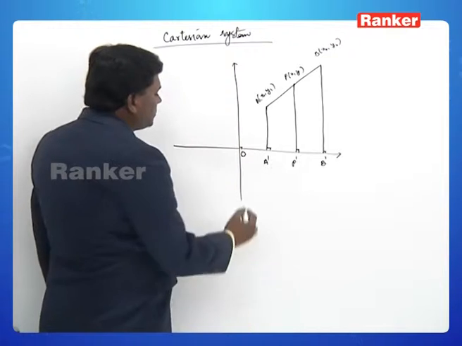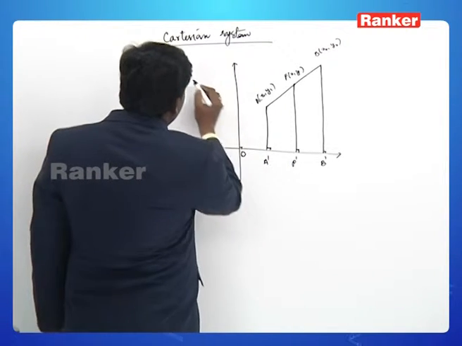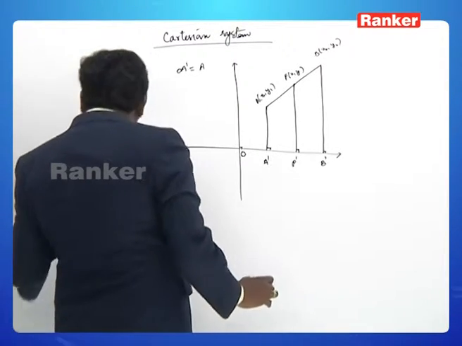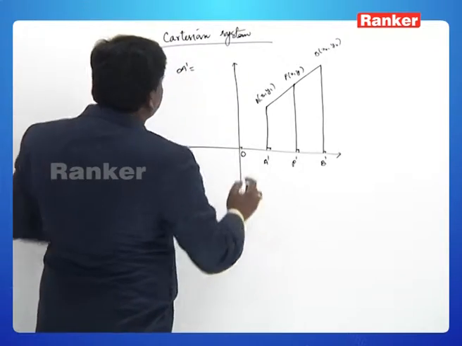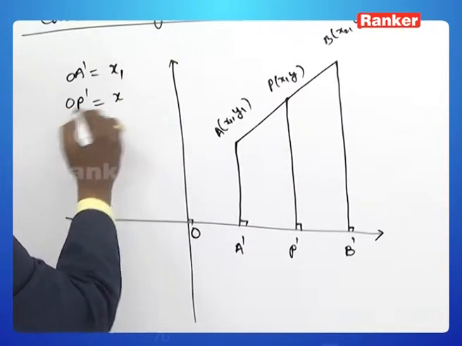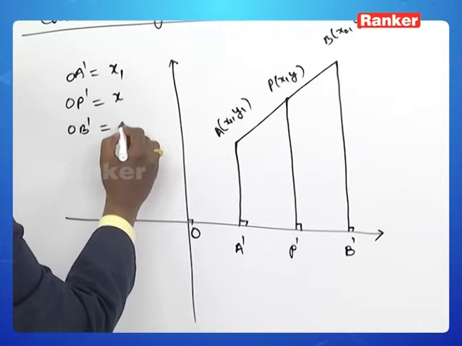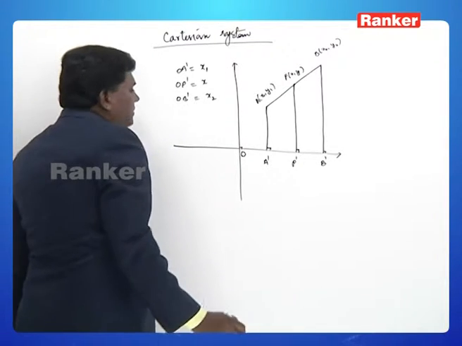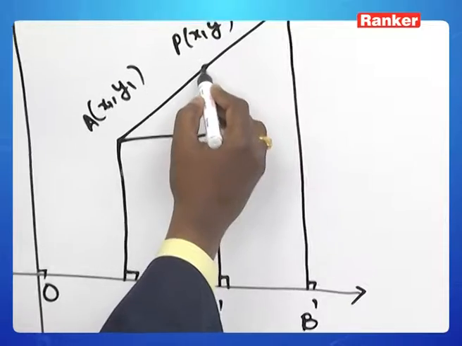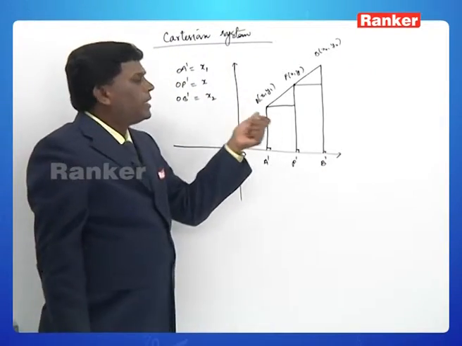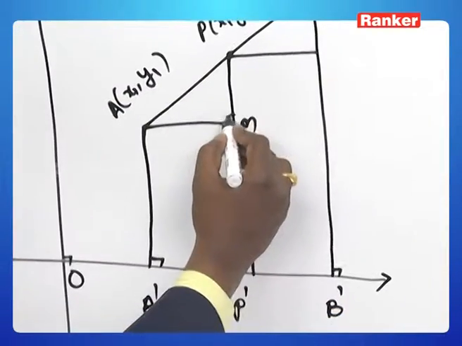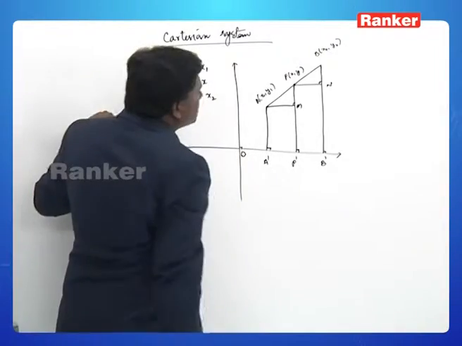Now OA dash in the diagram is nothing but the abscissa of A. OA dash is equal to x1. Similarly, OP dash will be x and OB dash will be x2. These are the abscissae here. Now let us draw perpendiculars from A and P respectively on the other two lines. Suppose this is AM, and this is PN.